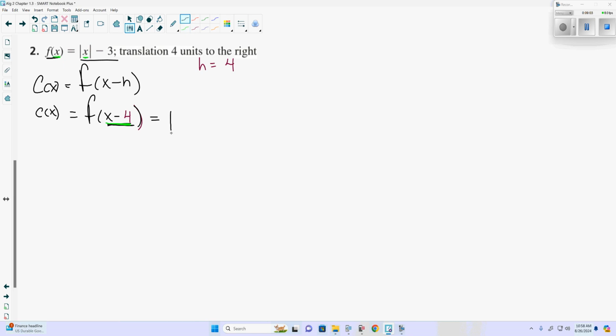So we'll still have the absolute value, but instead of x, we have x minus 4, minus 3. So all we do is take out every x in the function and plug in the x minus 4. So whatever's in that parentheses is going to go in every place of x throughout the expression.